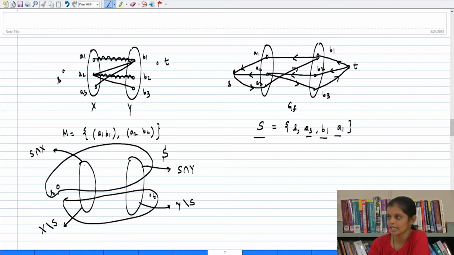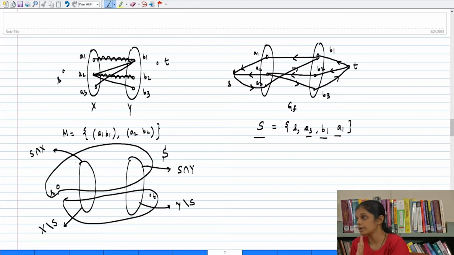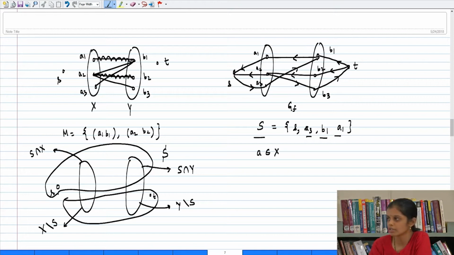So in which part will it lie? Will it lie in S intersection X or the remaining part? What is the intuition? What you are saying is that such vertices will not be reachable from little s, that is why they have been put into this part. So let's frame the question correctly. A is a vertex which belongs to the partition X, and the claim is A is unmatched with respect to the maximum matching. Therefore, we are asking, where does A belong? A belongs to S intersection X or A belongs to X minus S. Where does it belong?